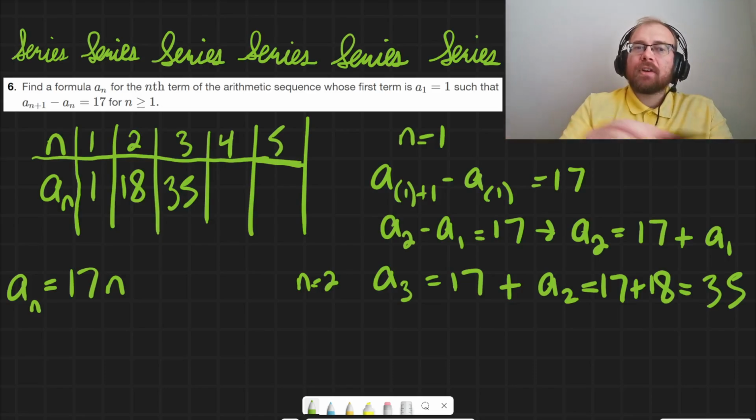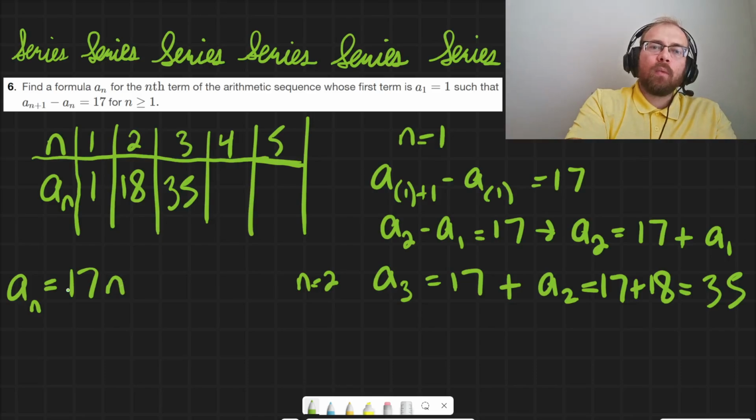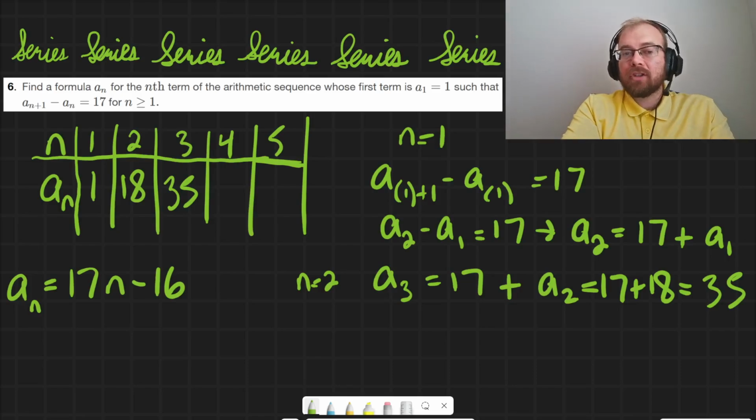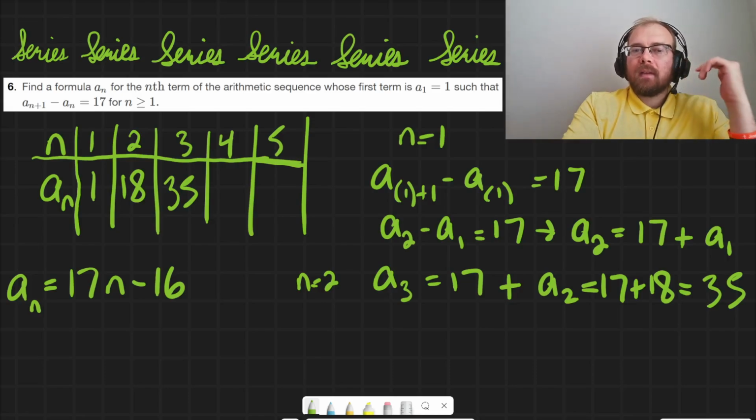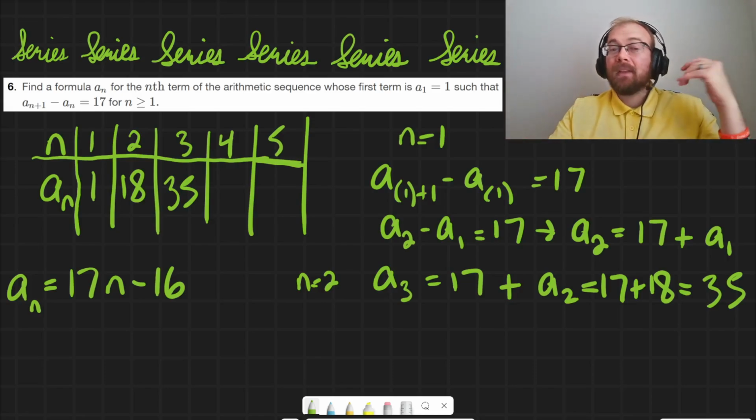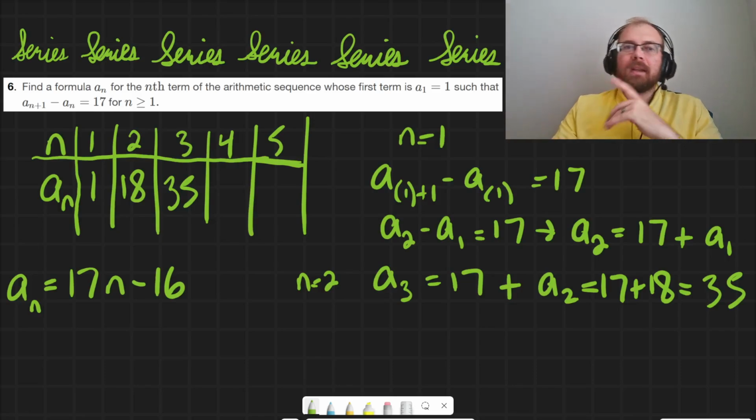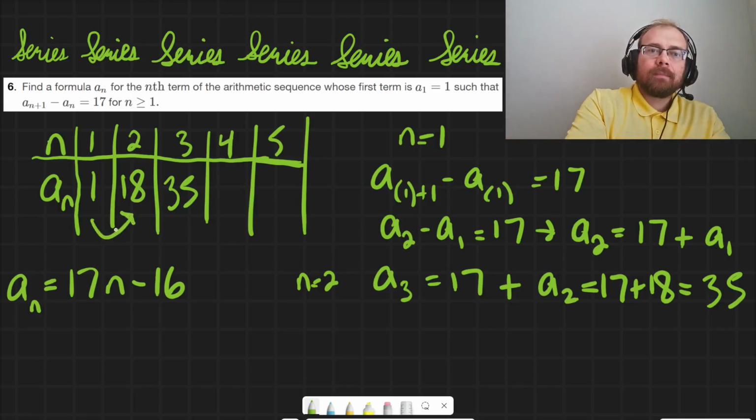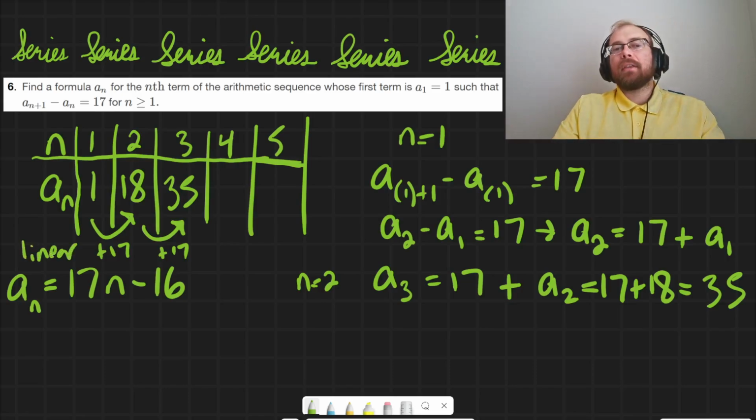But I want my first term to be 1. So if n is 1, that would be 17. If I subtract 16 though, then my first term should be 1. See how I did that? So I'm trying to figure out how to make my first term work, and then the rest of the terms should fall into place, because the pattern is plus 17. So this is a linear pattern, or you could say arithmetic.